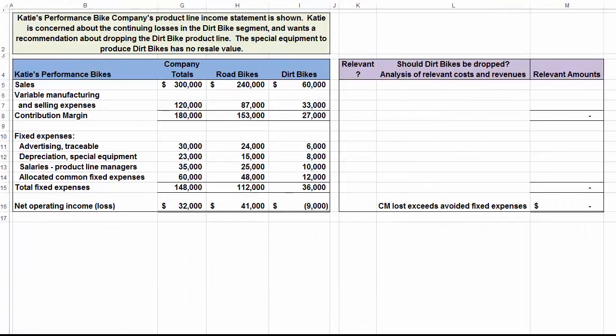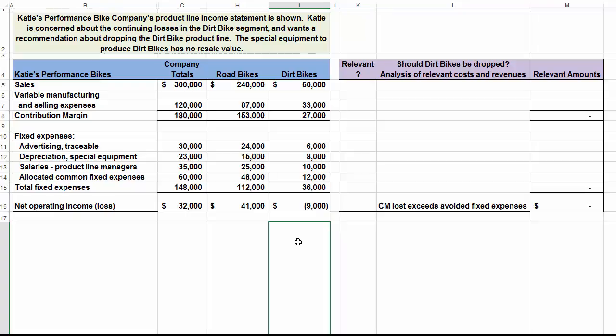Katie is concerned about the continuing losses in her dirt bike segment. She's losing $9,000 net operating income in dirt bikes, and she wants a recommendation from you about dropping the dirt bike product line. Overall, she's making $32,000. Her road bikes are making $41,000, and she's wondering whether getting rid of dirt bikes will really boost her income or not. The special equipment to produce dirt bikes has no resale value.